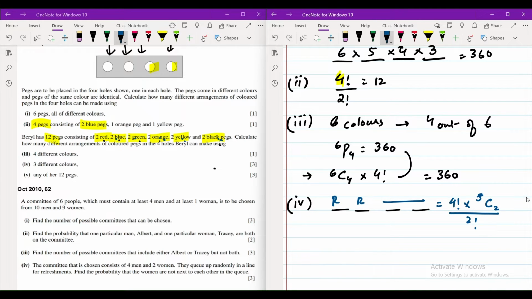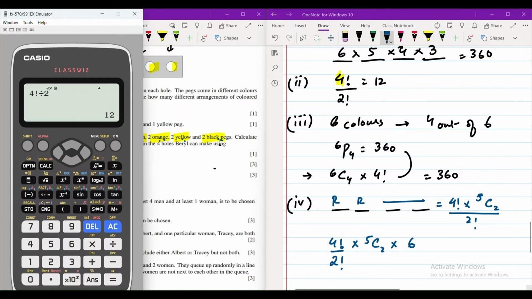And this will carry on how many times? For red, blue, green, orange, yellow, and black: 1, 2, 3, 4, 5, 6. So this goes 6 times. So it is 5C2 times 6. Let's calculate the value. 4 factorial divided by 2 times 5C2 times 6. We get 720.